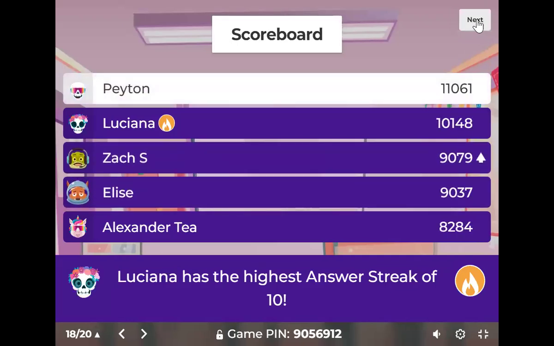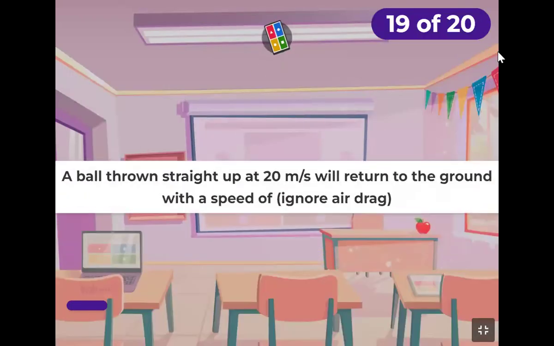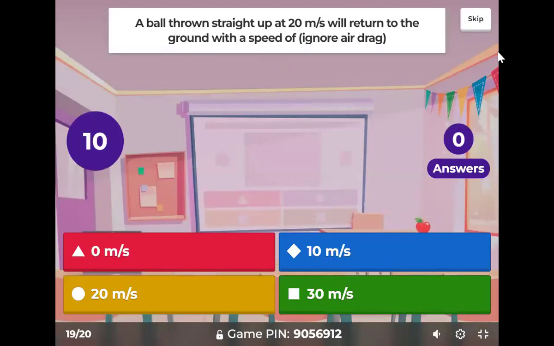Got Alexander, Elise, Zach, Luciana, still on fire. Peyton, still in the lead. A ball thrown straight up at 20 meters per second will return to the ground with a speed of... 20, 10, 0, 10, 20.